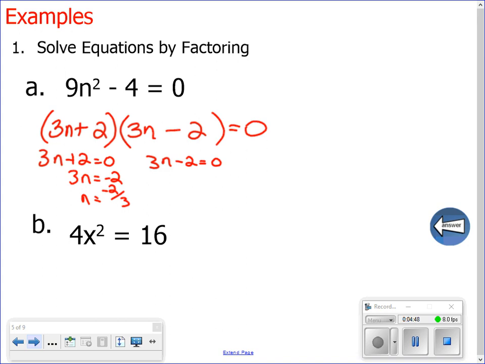On this one, I would add 2. So that's 3n is equal to 2. And then divide by 3. So that would give me n is equal to 2/3. And then remember that we're going to write our solution as a solution set. It would be negative 2/3 and positive 2/3. Don't forget to go back and check your solution in the original equation to make sure that what you solved for is correct.